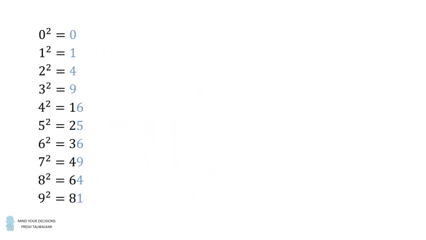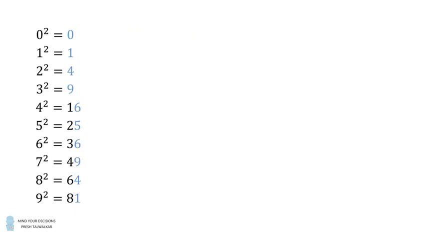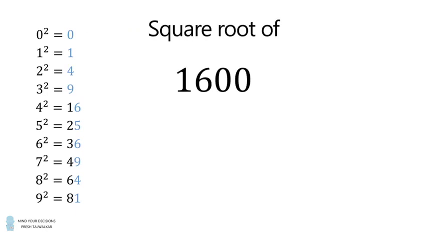So I will illustrate the method with an example. Let's calculate the square root of 1600. First, look at the last digit of 1600. This is 0. So you now want the square whose last digit ends in 0. There's only one option, which is 0 squared is equal to 0. So we put a 0 over here.